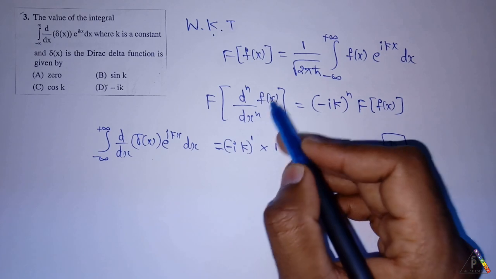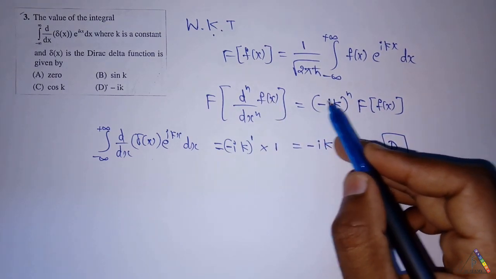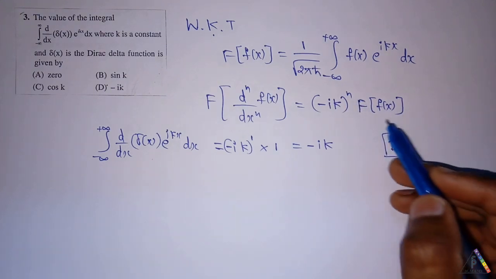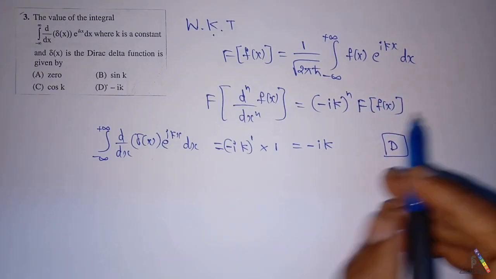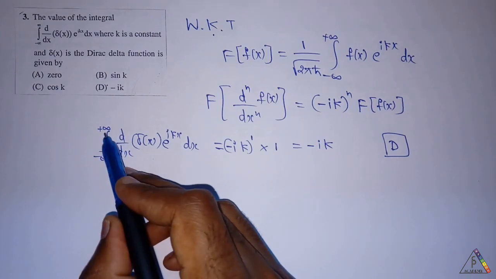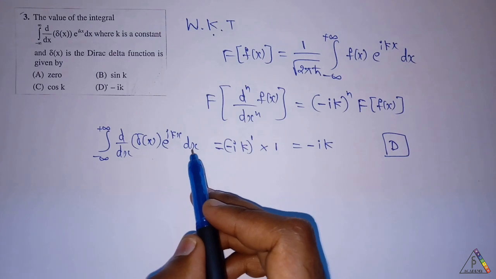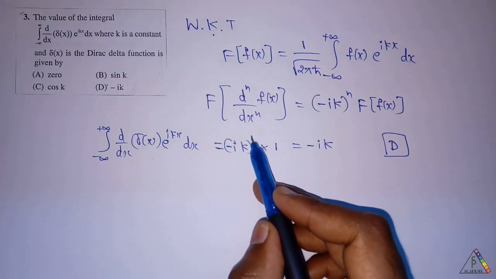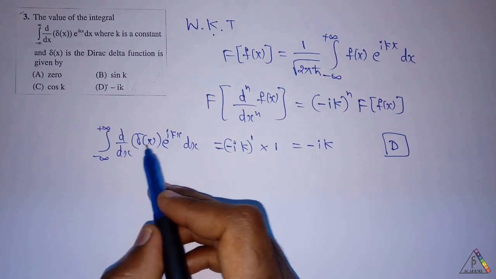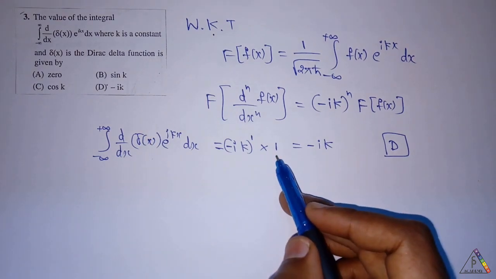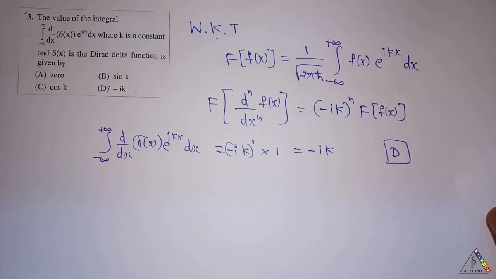the nth derivative of a function is equal to minus ik whole power n into the Fourier transformation of the given function. Therefore the integral from minus infinity to plus infinity d by dx of delta of x e power ikx dx is minus ik whole power 1 into the Fourier transformation of the delta function, which is unity. Therefore for this question the answer is D option.